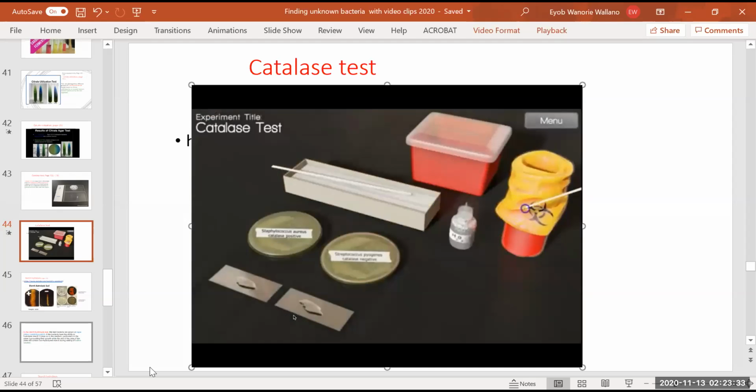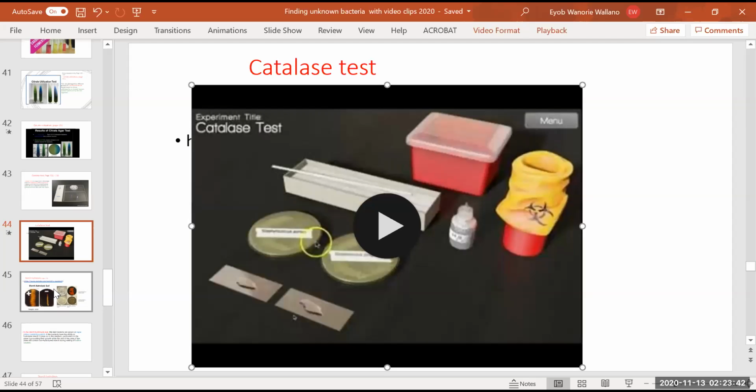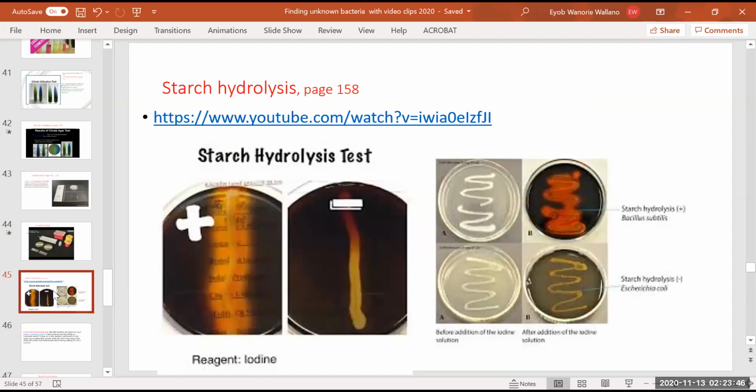All right, I'm going to dispose of this. That is how we generally read it. So that is the catalase test, and we understood it that way. And we are coming to starch hydrolysis, glucose breakdown.